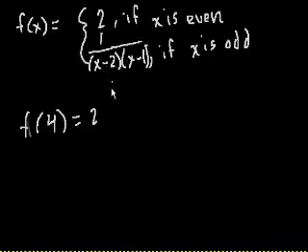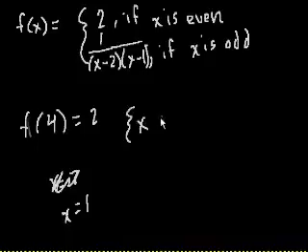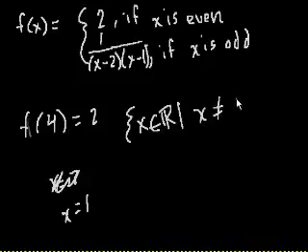Well, the denominator is 0 when x is equal to 2 or x is equal to 1, right? But this clause only applies when x is odd. So x equal to 2 won't apply to this clause. So only x equal to 1 would apply to this clause. So the domain is x is a member of the reals such that x does not equal 1.